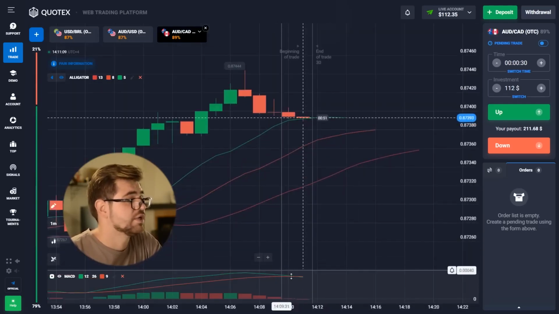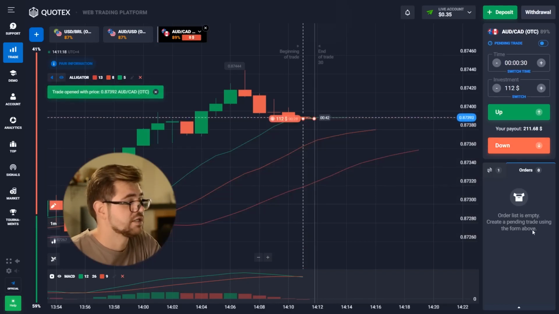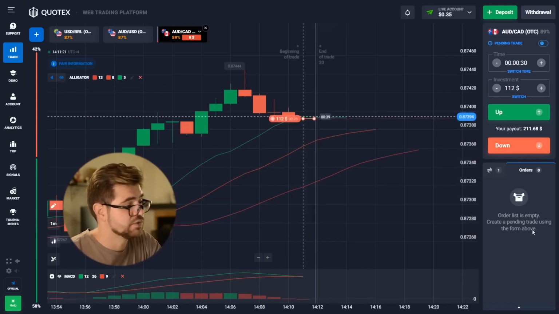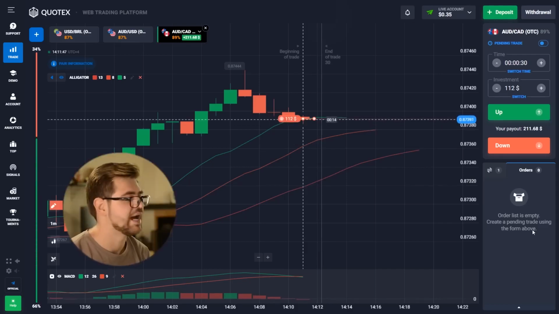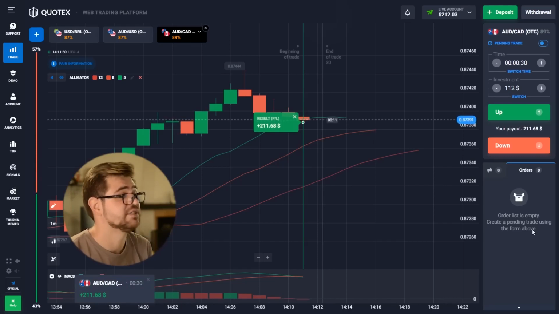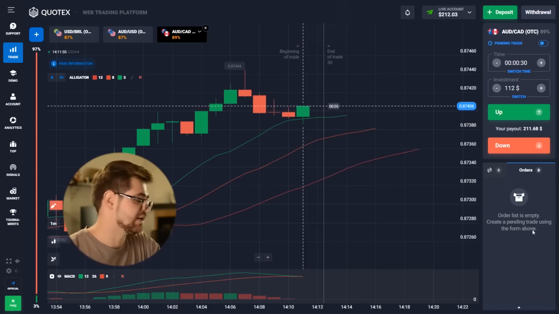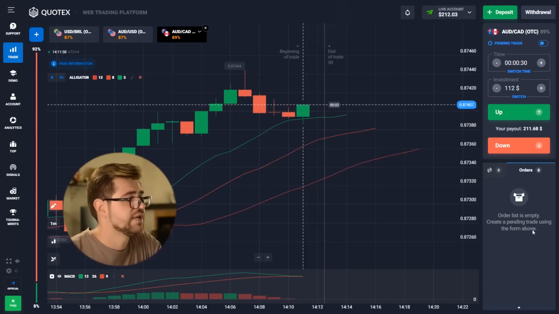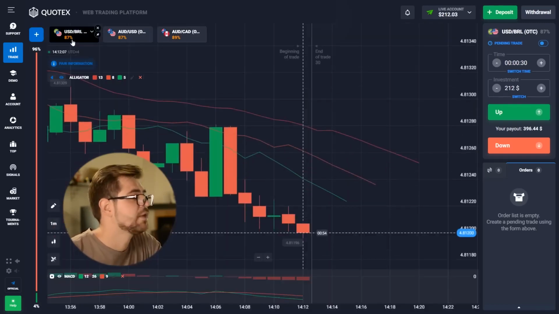And oh, here we have a nice one, so let's go with the put option here. See this crossing of the green line to the orange line is the indication that the price would go down. So let's wait. Here we have a nice profit, $211.68. We're gonna go with $212 now for the next option. This was a clear indication, very easy. If you understand how it all works, then it's easy for you to read those.